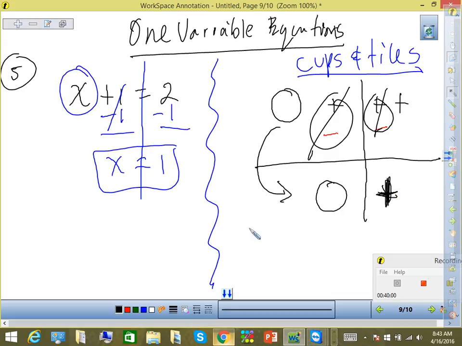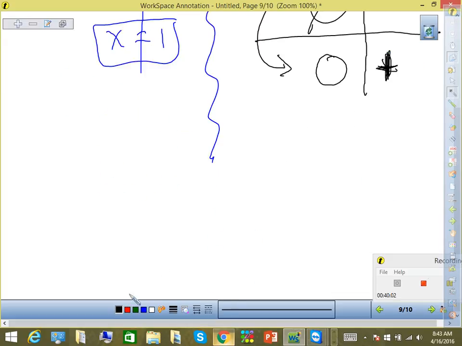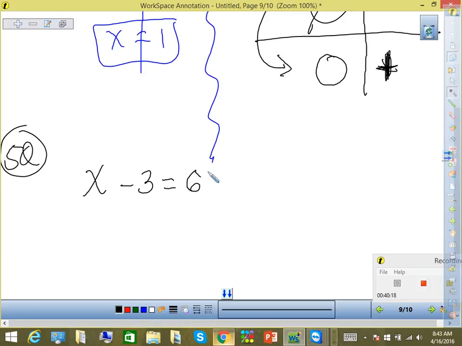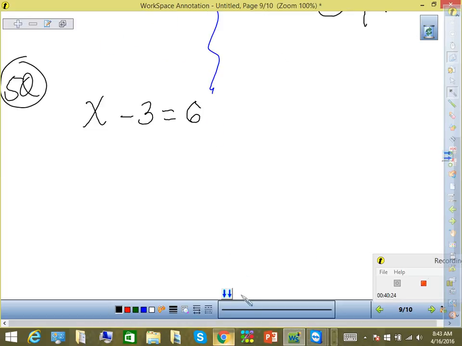Let's do another one. Example 5 cubed. Here we go. x minus 3 equals 6. Solve that one and then use the tiles also.